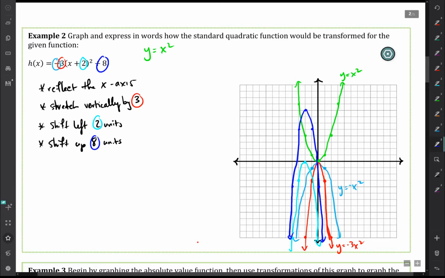Okay, and again, you can probably do a lot of these steps in your head. So maybe you would just start with the green graph and say, oh, I need to reflect it, stretch it by 3, and then shift. So when it's all said and done, though, you should have something that looks like this blue graph right here. This is y equals negative 3 times (x plus 2) squared plus 8.